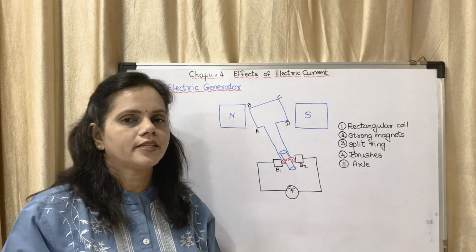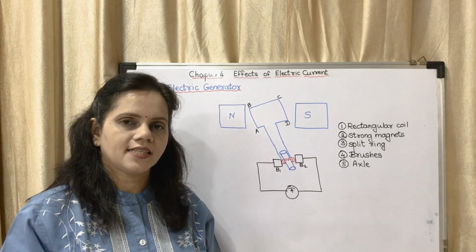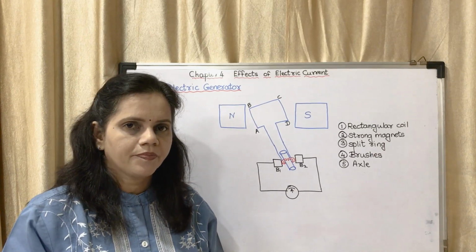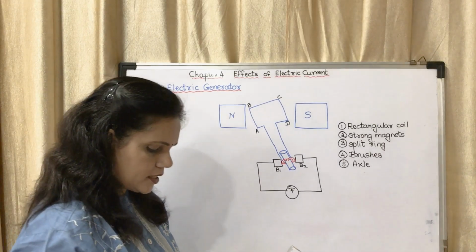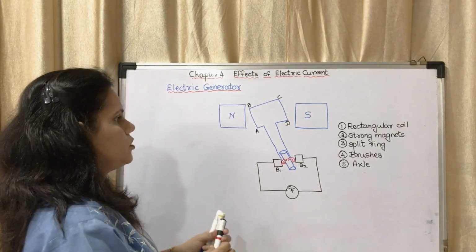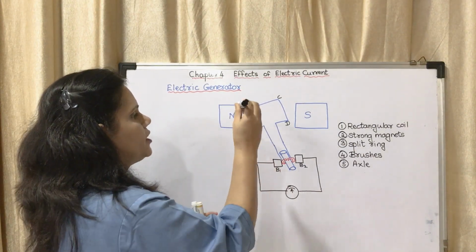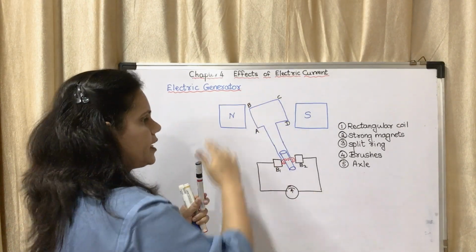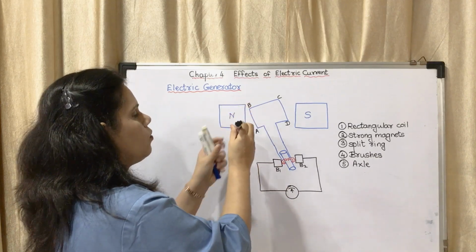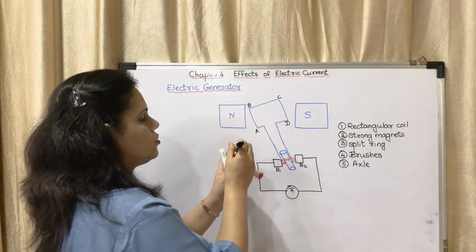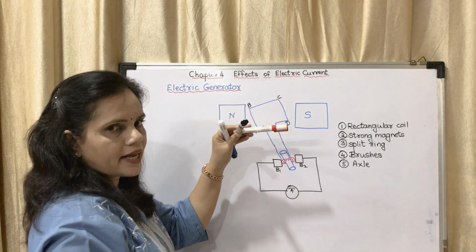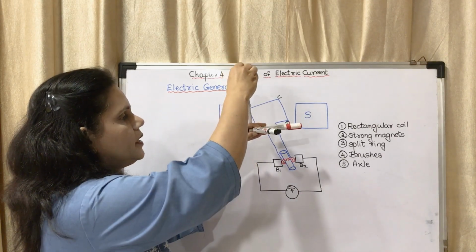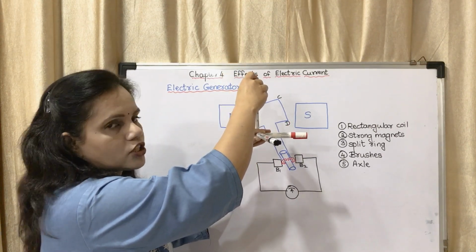In this case also, the axle is turned with the help of an outside device, a machine, an engine, or a turbine. Let me show you again. If this side is coming in the upward direction, the motion is in this way. The direction of the magnetic field is north to south. So what will be the direction of current? The direction of current will be this.